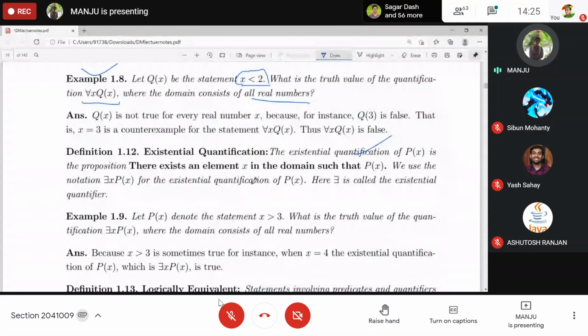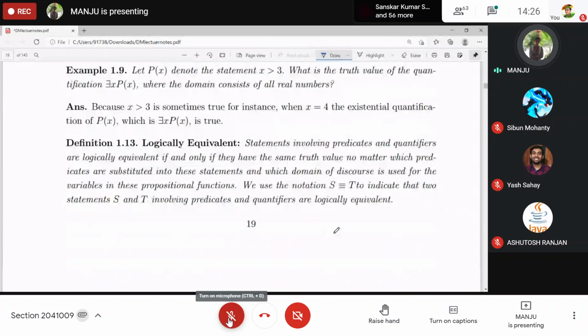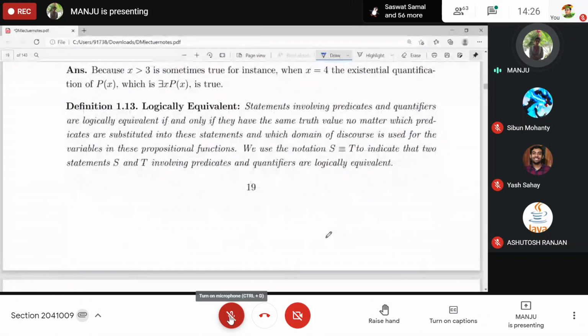Existential quantification done. The English meaning of this one: there exists x, P(x), or there is some x, P(x), or there are a few x, P(x), at least one x, P(x). Some x, P(x). Like that, you will be using logically equivalent statements. When truth values are the same, then you say the statements are logically equivalent, right? So here we had for all x, P(x).